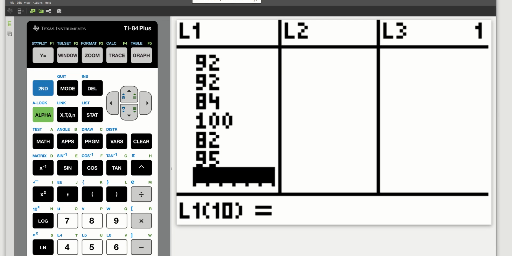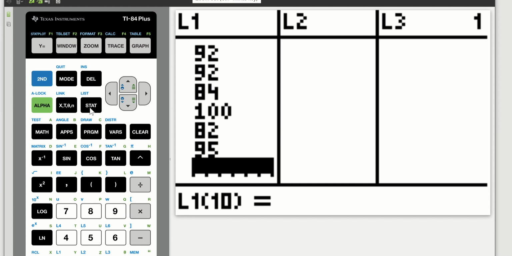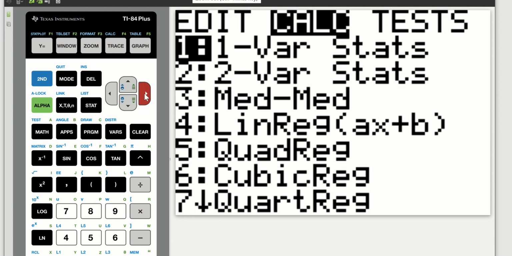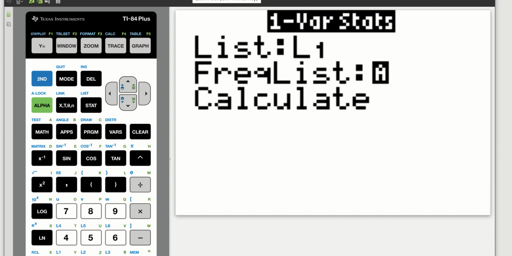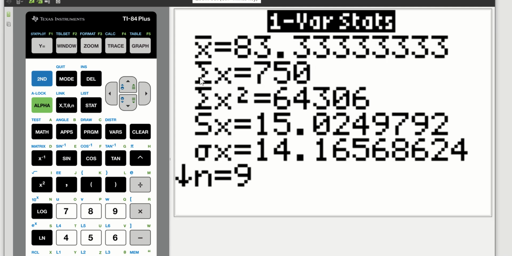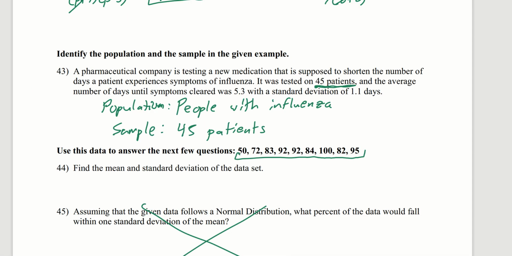So the way that we find that, and watch this on the video, is Stat, go over to Calc, and choose the first option that says one variable statistics. You want list 1, frequency list can stay the same, and that is my final answer. This is my mean, which is X bar here. This is my standard deviation. So I'll go ahead and write these values in. The mean here, or what we call X bar, is 83.33.